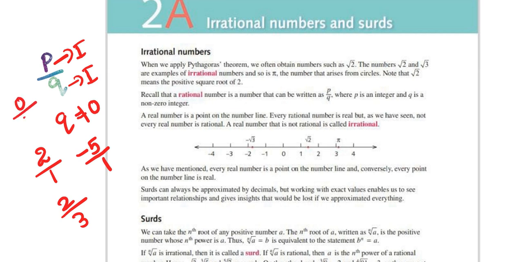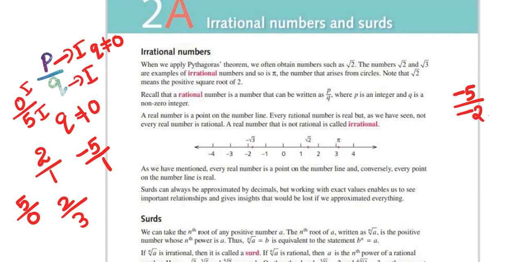Then 0 by 5. Is 0 by 5 a rational number? Yes, because 0 is an integer and 5 is an integer and q is not equal to 0. That is a condition. Q can't be 0 for rational numbers. But 5 by 0 is not a rational number because here q is 0. We can't define this as a rational number. Then another number, minus 5 by minus 2, is also a rational number.